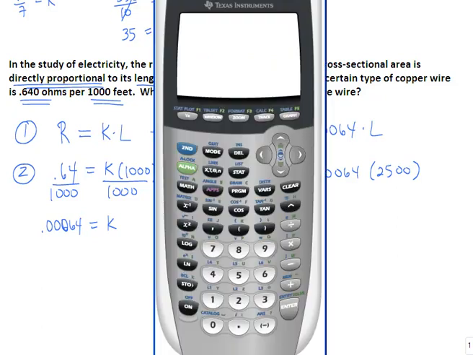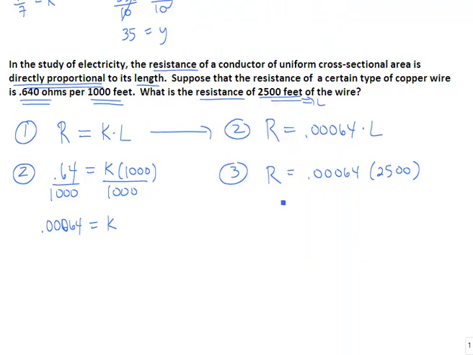So if we go to our calculator, we're just going to type in 0.00064 times 2,500. Hit enter, and we get 1.6. So R equals 1.6. Now you want to put units on your answer since this is a word problem. And if you remember from earlier when we were talking about resistance, this 0.64 had units of ohms. So that's going to be the same units that we're going to use for our answer. So our answer is 1.6 ohms of resistance.